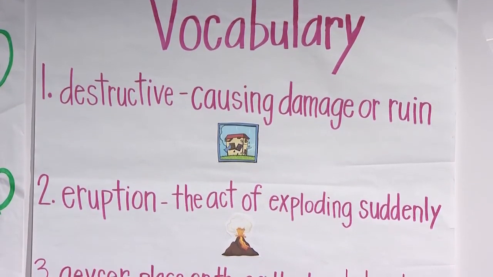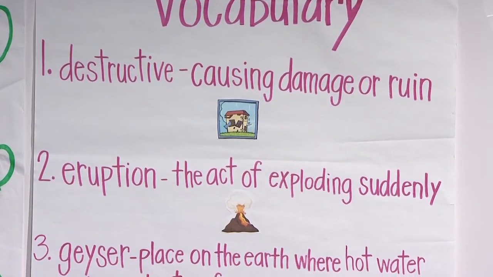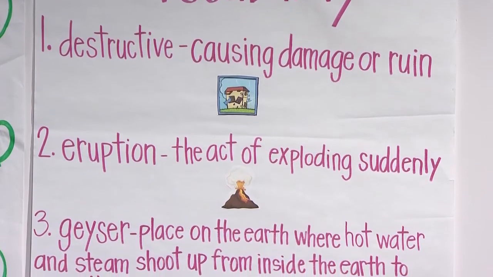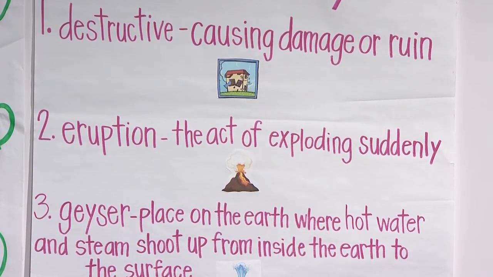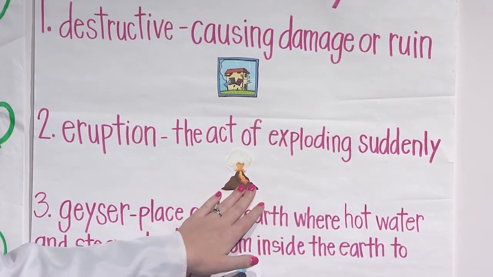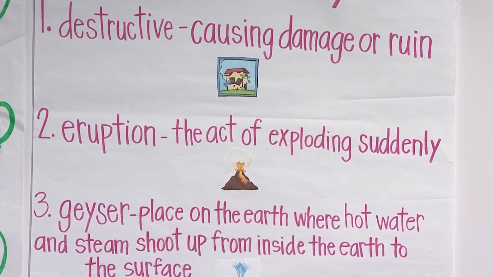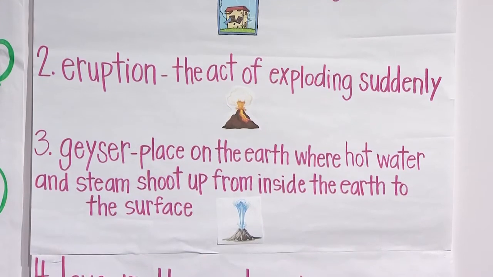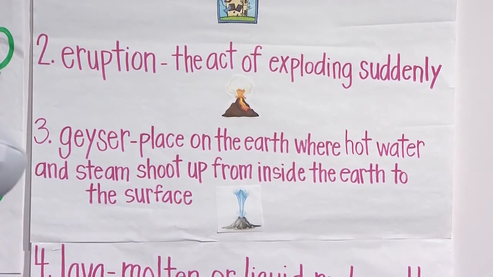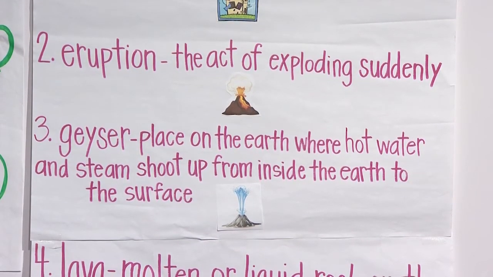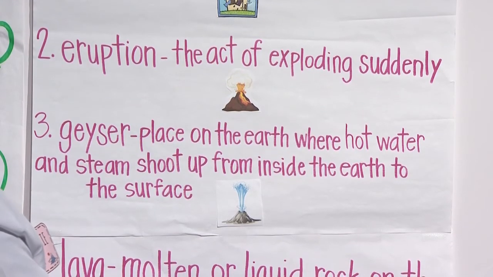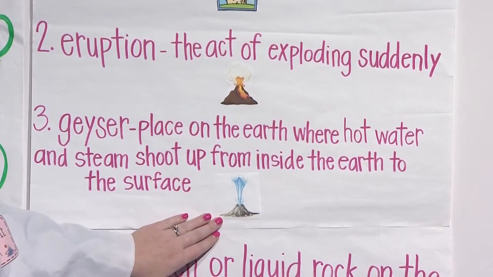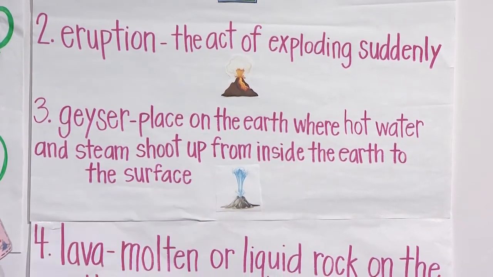Number two is eruption, the act of exploding suddenly. And when we hear the word eruption, we often think of a volcano, which we'll talk about today. Number three is geyser, a place on the earth where hot water and steam shoot up from inside the earth to the surface. And here's a picture of a geyser to give you an image.